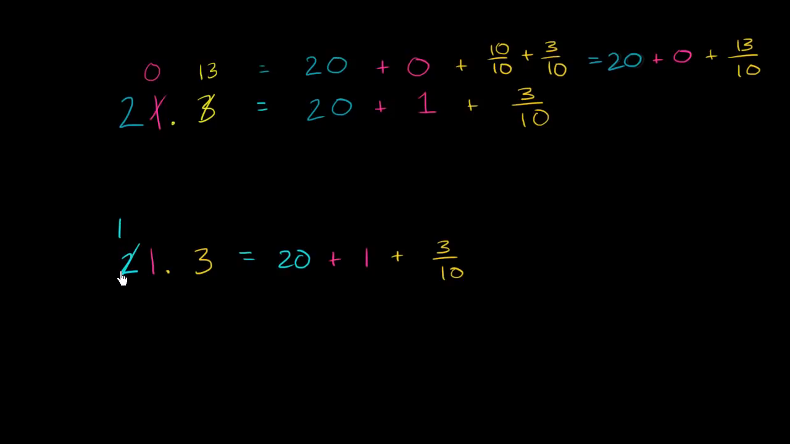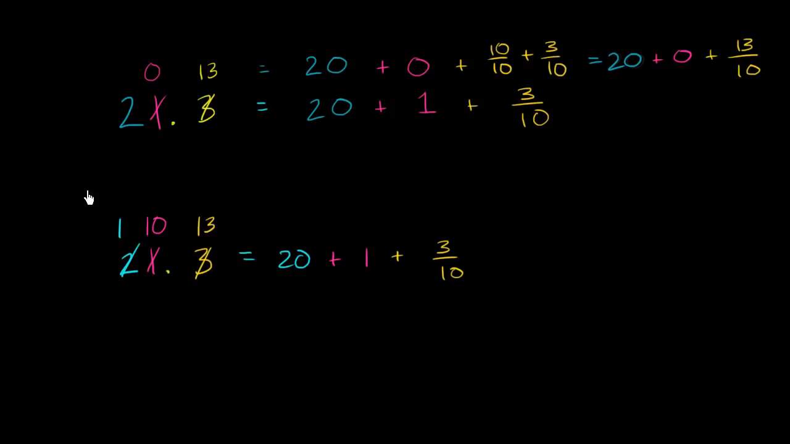And what do I do with that 10? Well, let's say with that 10, I give 9 of it to the ones place, so that this becomes 10. And I still have 1 left over, and I give it to the tenths place. So that's going to become 13 over 10. So what did I just do?